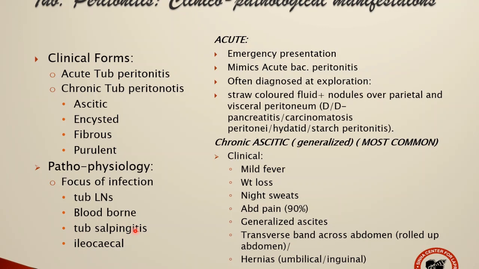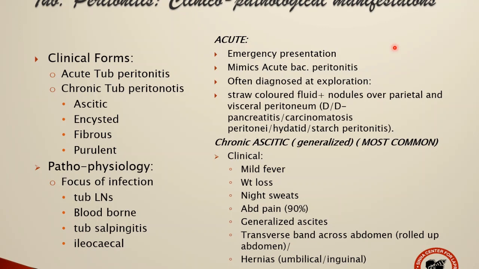The manifestation, I said earlier, acute tubercular peritonitis is an emergency presentation, and more often than not, if you're not careful enough, you're not alert enough to make a correct diagnosis, you open up the abdomen and only then diagnose acute tubercular peritonitis. And how do you diagnose it?